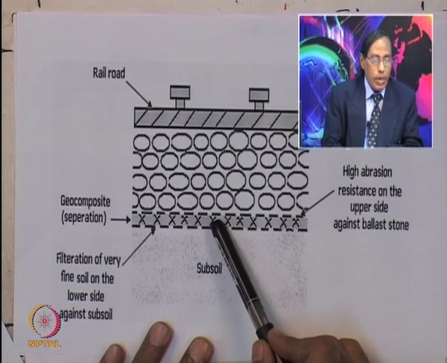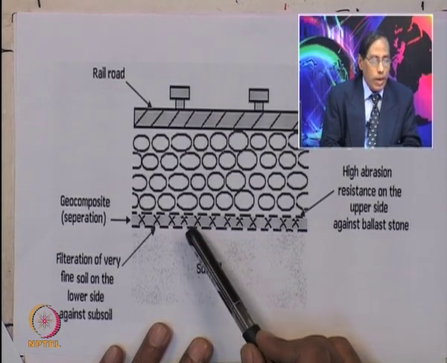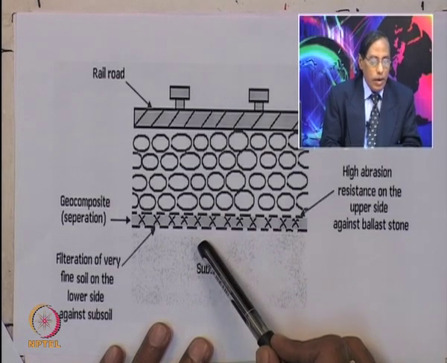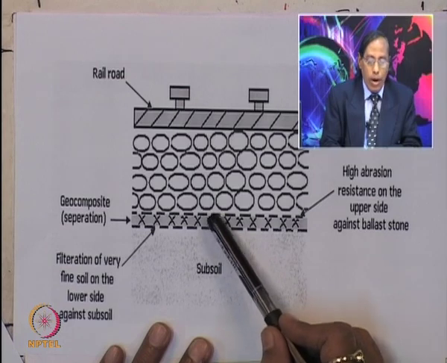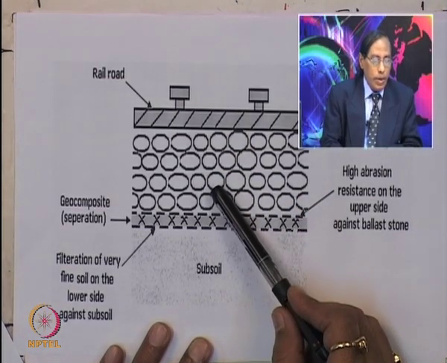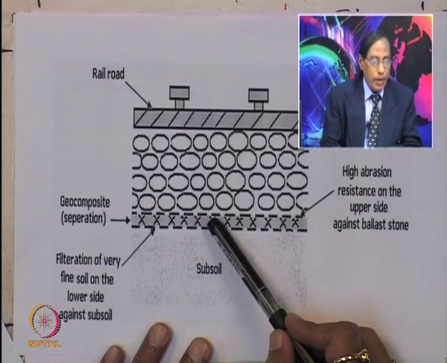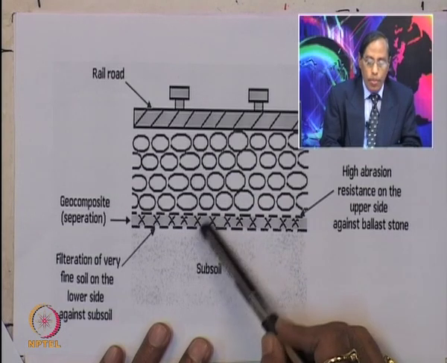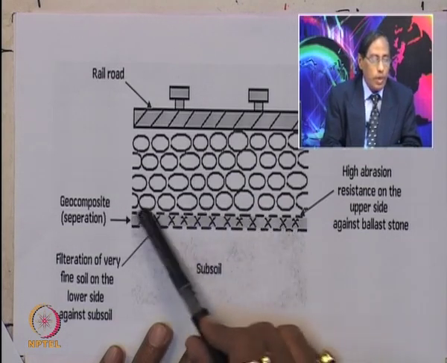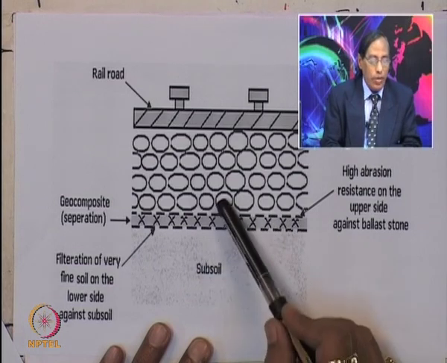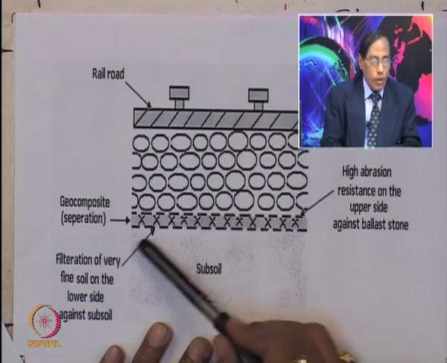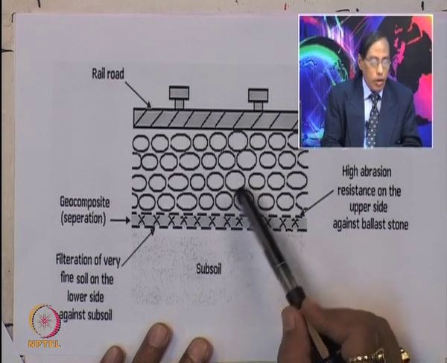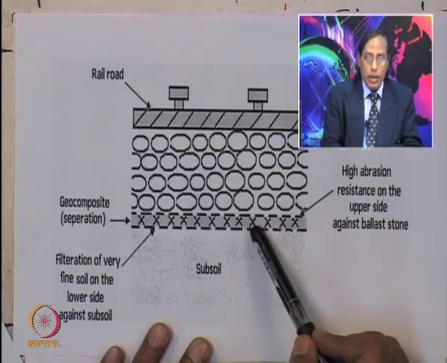So here also, in the case of filtration, pore water pressure rises up from the soil beneath the geotextile due to rising water, or there is a possibility of dynamic pumping action of the individual wheel load. So this geocomposite material will act as a filtration as well as drainage. Also, there is a requirement for lateral drainage when water enters from above or below the geocomposite material.